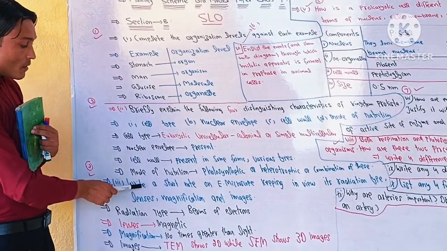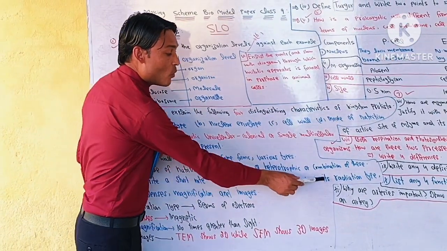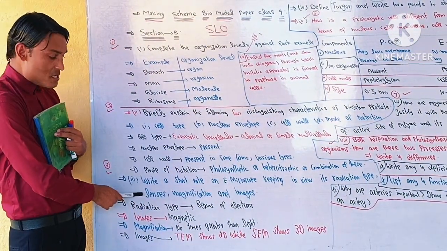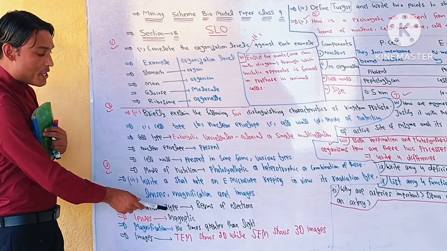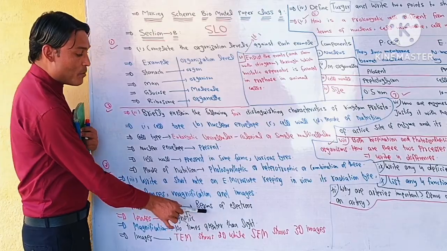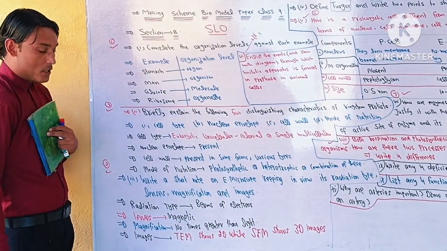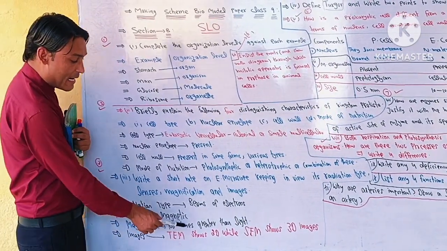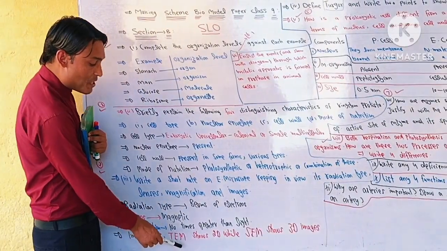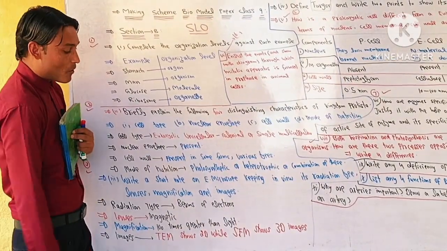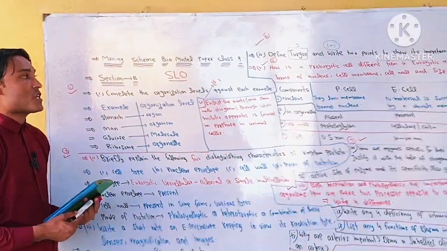Question number 3. Write a short note on electron microscope, keeping in view its radiation type, lenses, magnification, and images. For radiation type, you have to only write beams of electron, and you will definitely get a single mark. Lenses: magnetic. Magnification: 100 times greater than light. Images: transmission electron microscope shows 2D images, while scanning electron microscope shows 3D images. Now let's talk about question number 4.